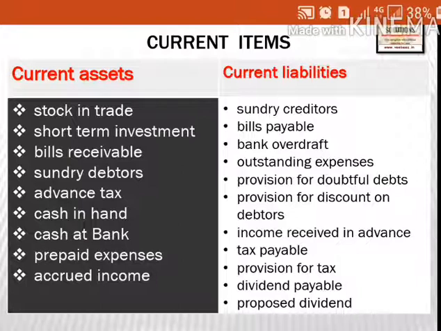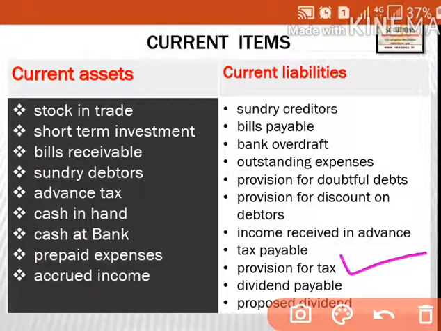But you should notice one thing, that there are some items which can be taken as either current item or non-current item. That is provision for tax, proposed dividend, etc. That means it may be taken as current liability or non-current liability. You notice these two items. We can make accounting adjustments in the fund flow statement as either current item or non-current item, but we have to consider the situation. Now we are discussing it as a current item here.